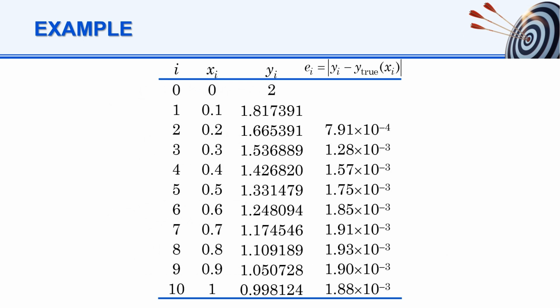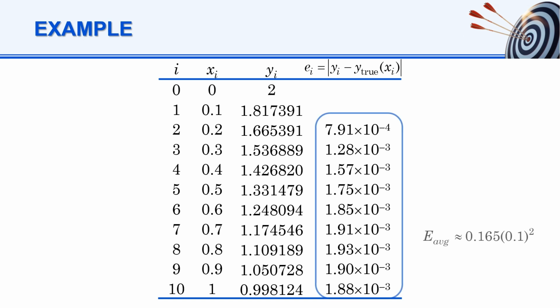We continue the recursive procedure in the same manner for y3, y4, and so on until x equals 1 is reached. The computed estimates are presented in the following table. The arithmetic average of the true absolute errors is 0.165 times 0.1 squared. The average error is about 1/5 of that of the AB2 method, which should not be surprising since the local truncation error of AM2 is exactly 1/5 that of the AB2.